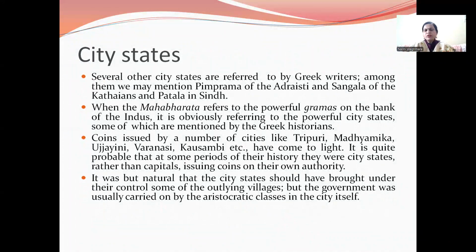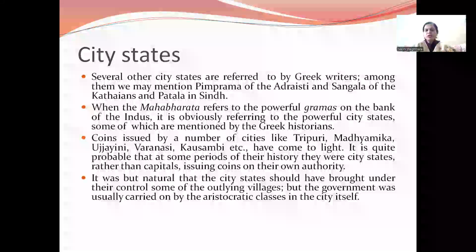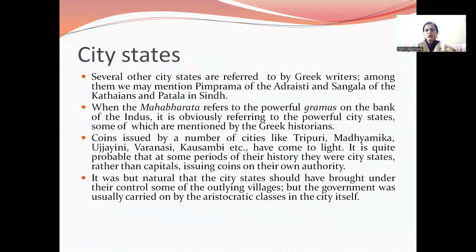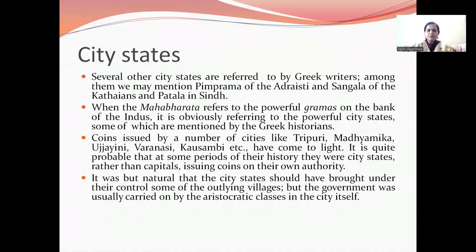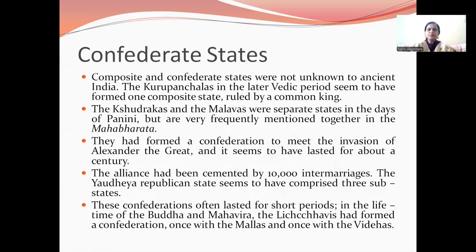Coins issued by a number of cities like Tripuri, Madhyamika, Ujjaini, Varanasi, Kausambi, etc., have come to light. It is quite probable that in some periods of their history, they were city-states rather than capitals, issuing coins on their own authority. It was but natural that the city-states should have brought under their control some of the outlying villages, but the government was usually carried on by the aristocratic classes in the city itself.